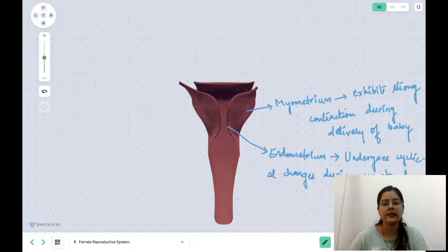So these two layers are very, very important. It has been asked in your examination a couple of times. The functions of these layers are very, very important. All right. So this is the thing that we have seen.